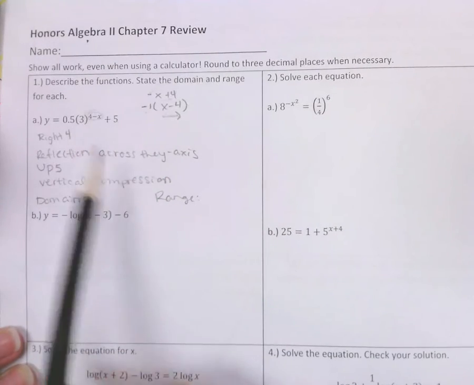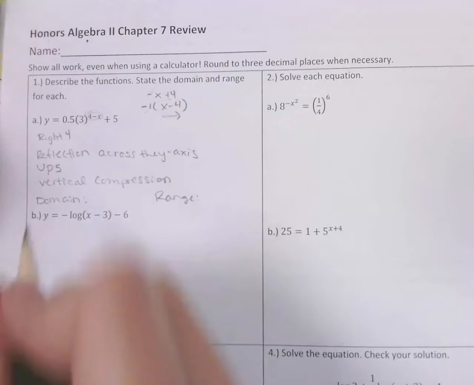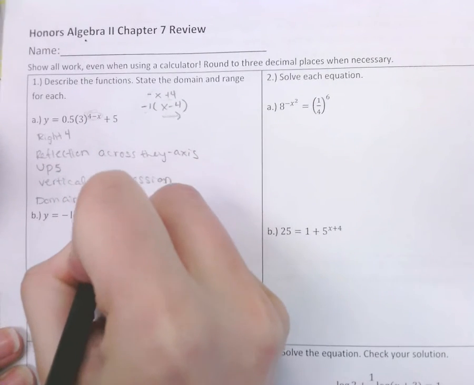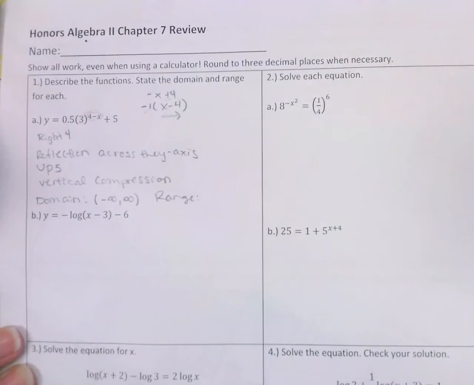This is an exponential function. So the domain of an exponential function is always all real numbers, and we're going to write that in interval notation.